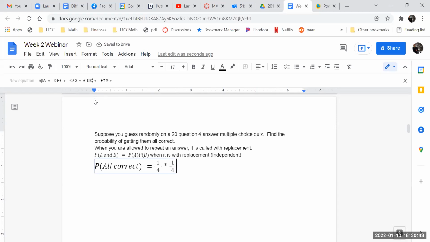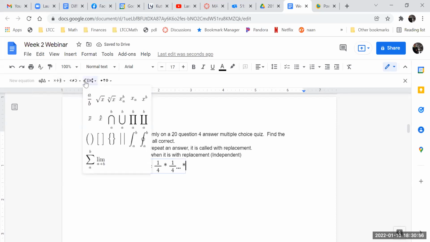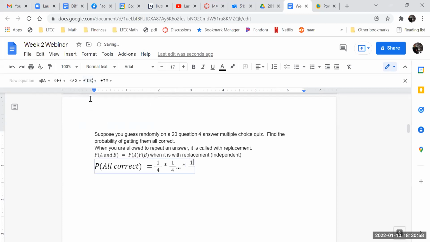How about the third one? Not a trick question, by the way. Yeah, same. And the 4th and the 5th and the 6th. So just write times 1/4. The last one is also 1/4. What's a nice way of writing 1/4 times 1/4 times 1/4, repeated 20 times? Very basic math.